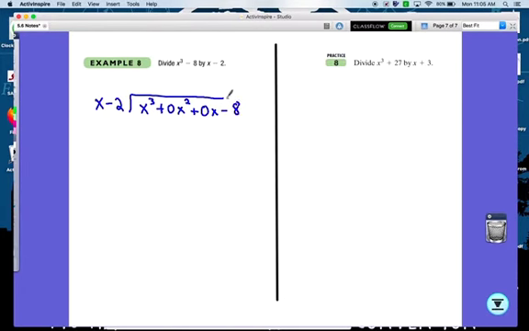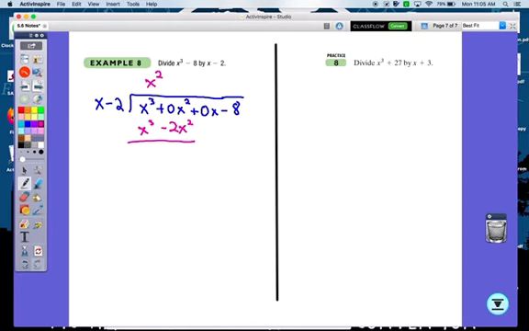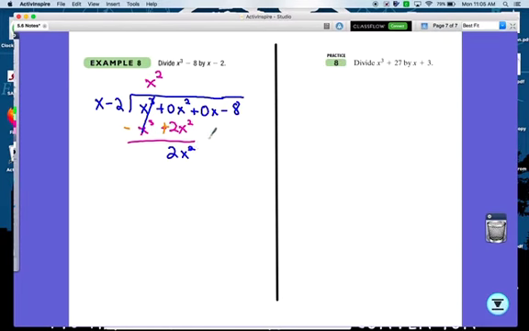All right, and then now I do the same procedure. x times x squared will give me x to the third. x to the third minus the 2 going minus 2x squared. Come through and I change the signs. Minus minus, which will turn that into a plus. Bring that down. This cancels out. 2x squared. Bring down the 0x.